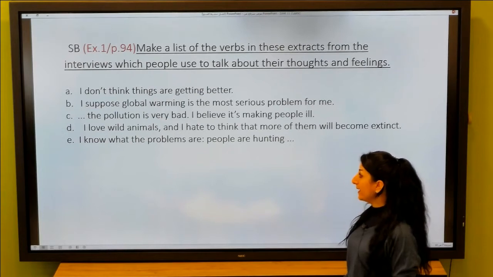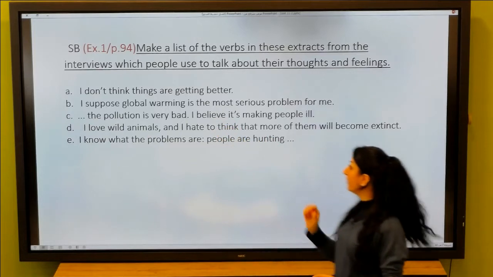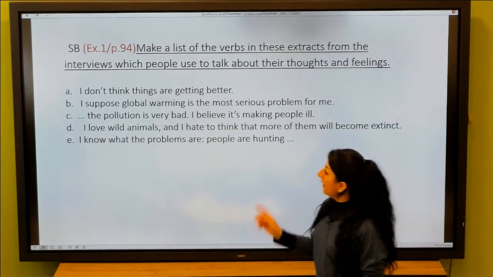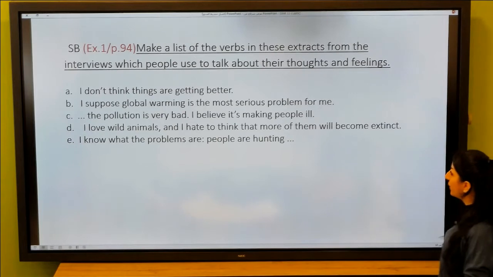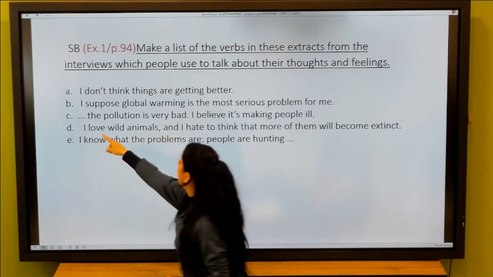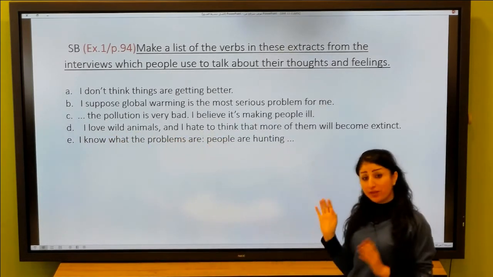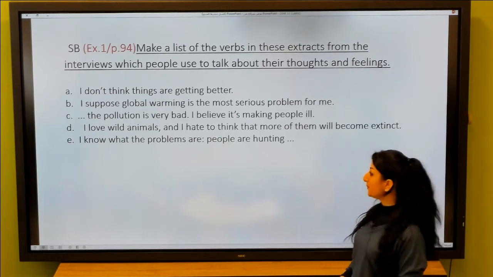Letter C, the pollution is very bad. I believe. Okay, we have the verb believe. It's making people ill. Letter D, I love wild animals and I hate to think that more of them will become extinct. Love, we have the verb love and we have the verb hate. These verbs relate to the feelings, okay?